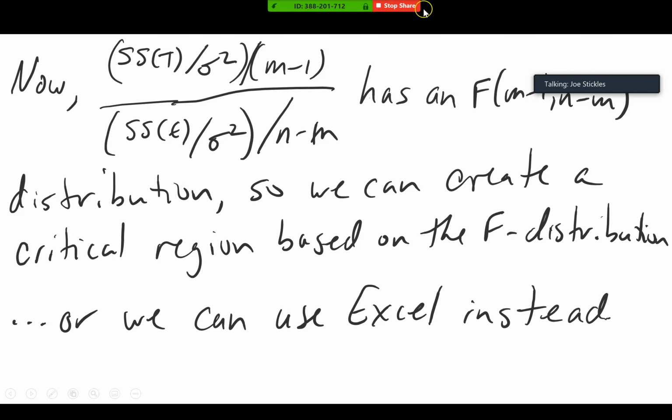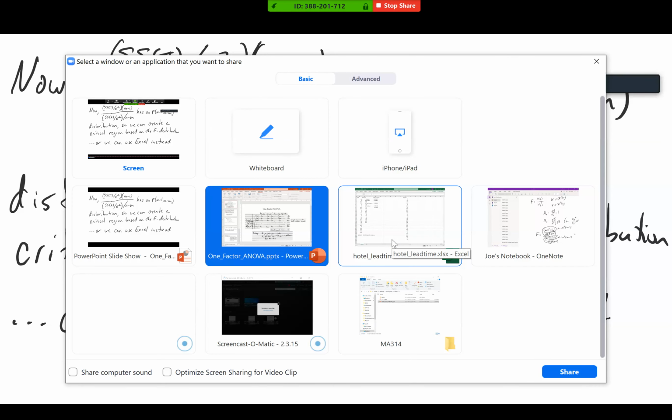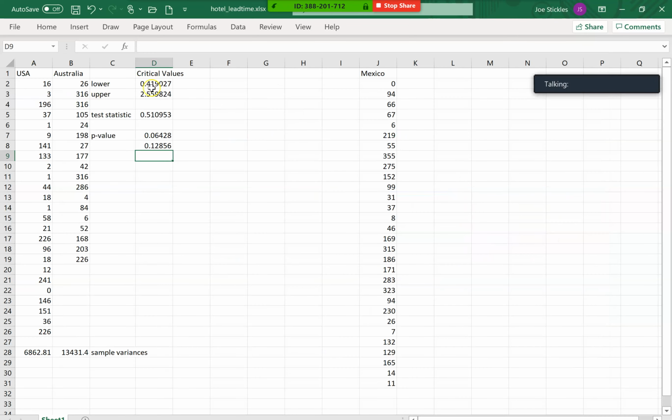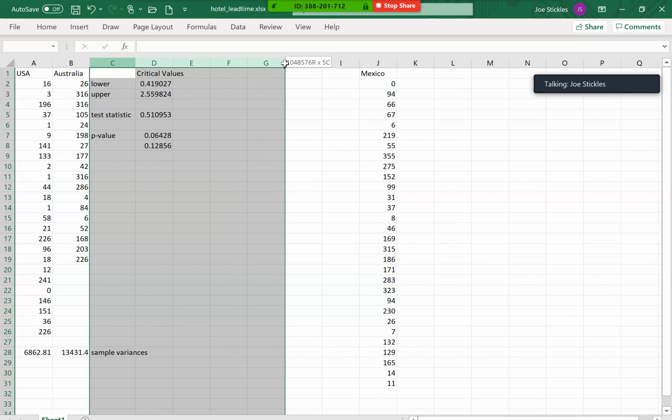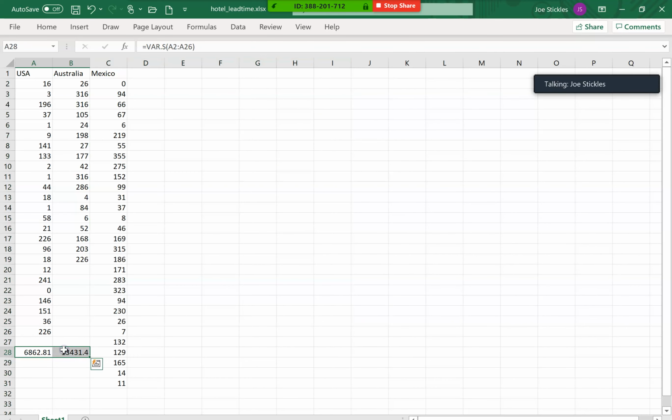So let's see if I can get to new share. And let's get over to Excel. Let's say I delete all of this stuff out and delete this piece out.